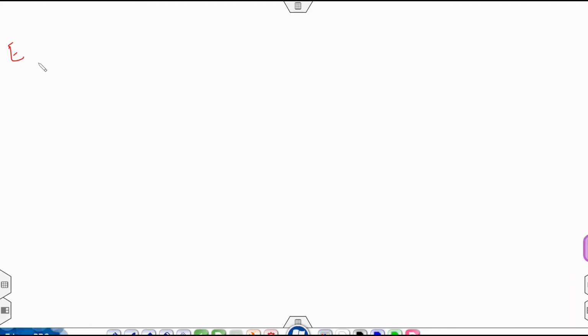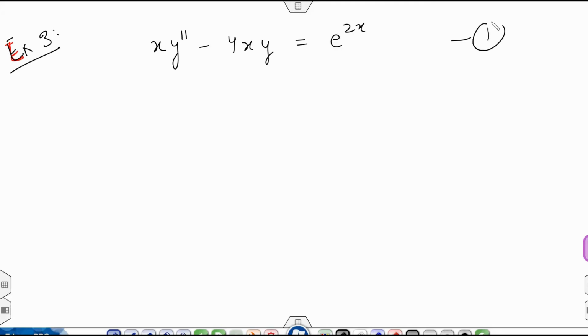Now let us see another example. This is a little bit different from the previous two, so just have a look. This is my example number 3. Here my question is, you need to solve this differential equation by the method of variation of parameters. Okay, so you can see that this is not of the Euler-Cauchy form.